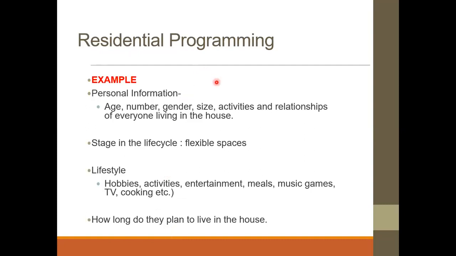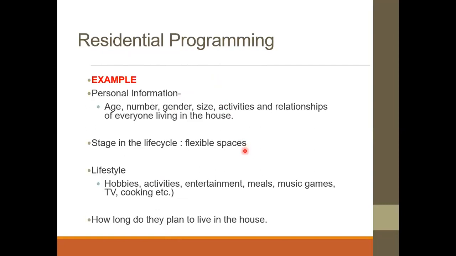Now, this is an example of residential programming. For example, when you go to the client profile, you should know how many people are going to live there, what is the gender size of the people, what are their major activities, their age. For example, if somebody is a doctor and he wants his clinic to also be adjusted within the house, this is one of the specific requirements.